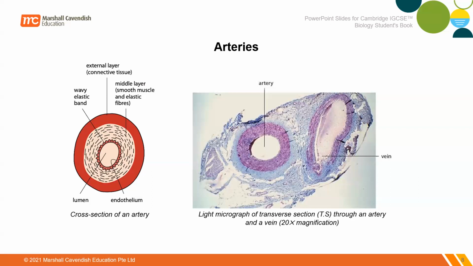So for the arteries, it has a thick muscular layer to withstand blood pressure, because blood pressure is high in arteries, to deliver blood under high pressure to all of the respiring tissues. It has a wavy elastic band. It has a narrow lumen. If you forgot the word narrow, you can write small, but definitely narrow lumen will be more accurate.